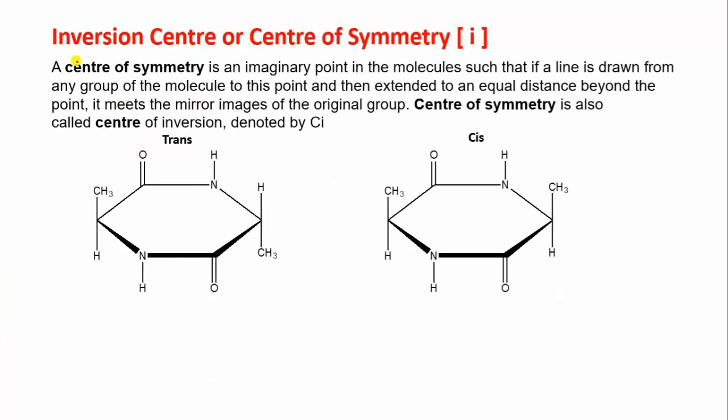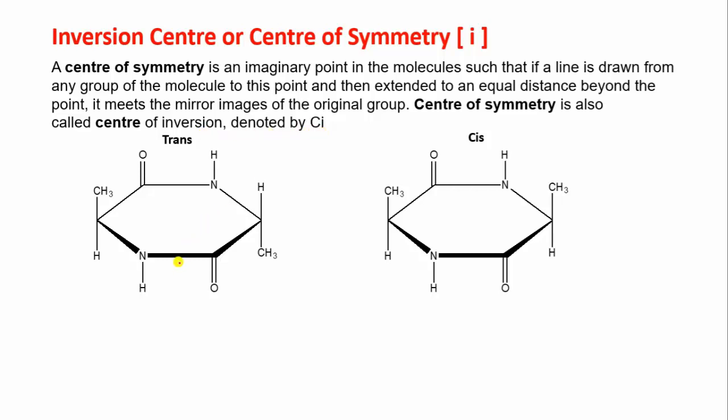Now let's understand the inversion center or center of symmetry. A center of symmetry is an imaginary point in the molecule such that if a line is drawn from any group of the molecule to this point and then extended an equal distance beyond the point, it meets the mirror image of the original group. It is also called inversion, denoted by Ci.